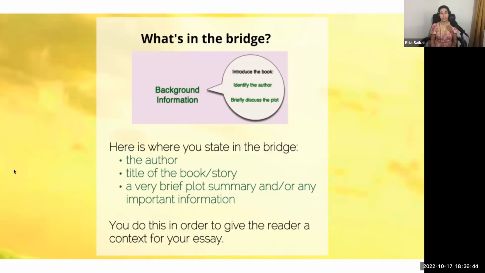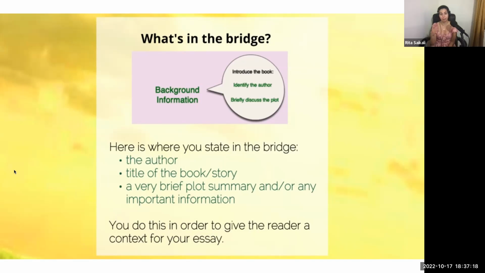All right, so what is a bridge? Well, you can have some background information, introduce the book, identify the author, briefly discuss the plot. These are things that you can add into the paragraph that people should know about and will help you go from the hook to the thesis statement. So this is where you state in your bridge the author, title of the book or the story you're writing about, a very brief plot summary and or important information.